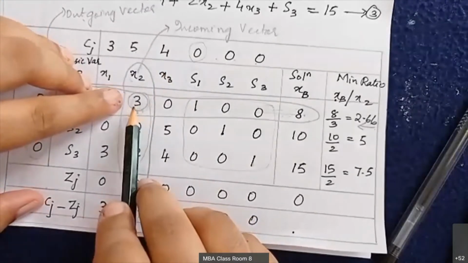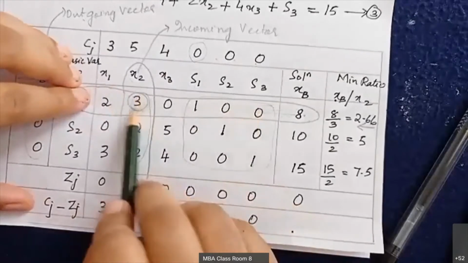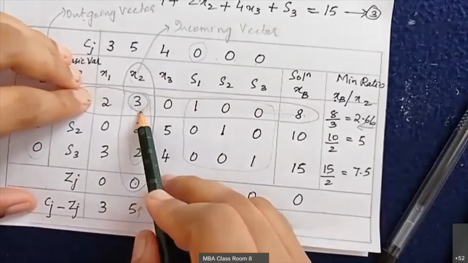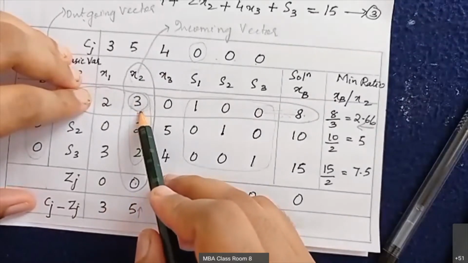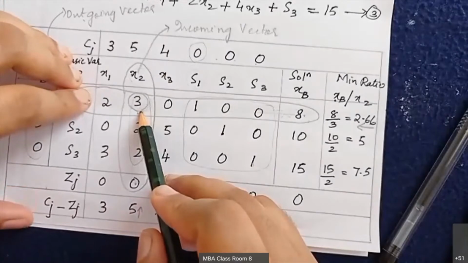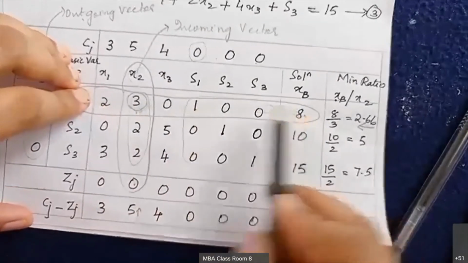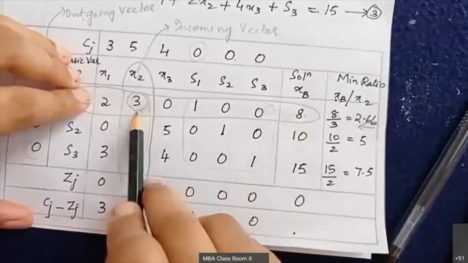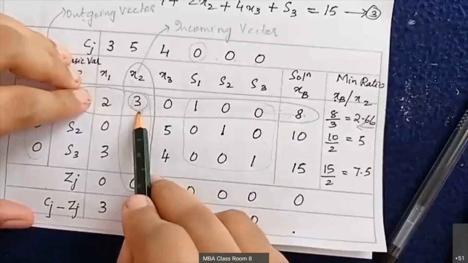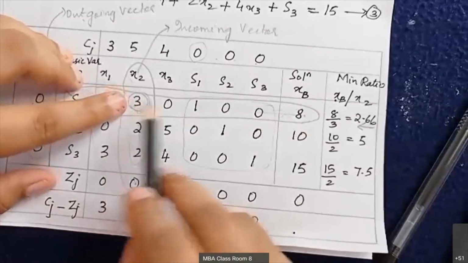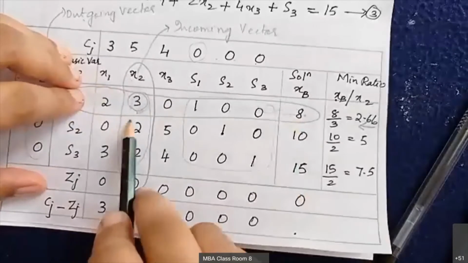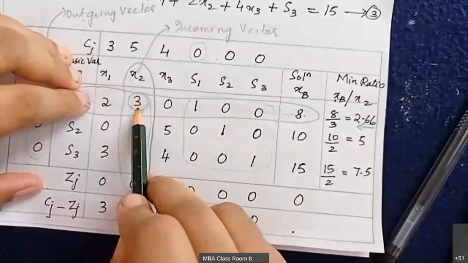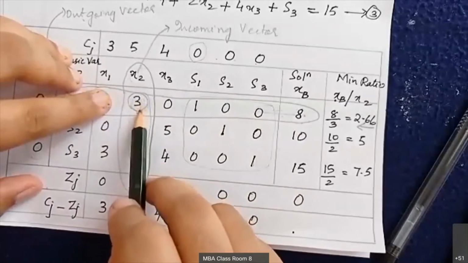In this key row, there is a key element. We have to convert this key element into 1. How can we do that? We have to divide this entire row by which value? 3. Very good. Divided by 3. So this full row I have to divide by 3. Only then I will get this as 1. If it is already 1, we don't have to make any changes to this key row. Otherwise, we have to divide each value with the key element, so that this number will become 1 in the next simplex table.